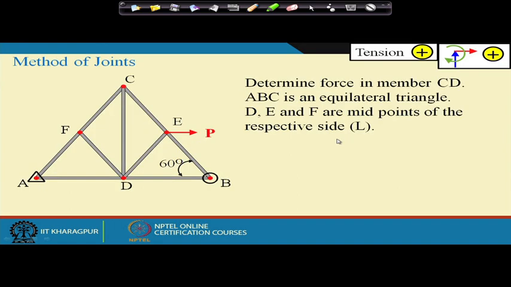If you recall, in the last lecture we stopped at this problem. And we said that the first demonstration of the method of section will be done through this problem. But before we do that, let us try to understand what method of section is. You know what method of joint is.